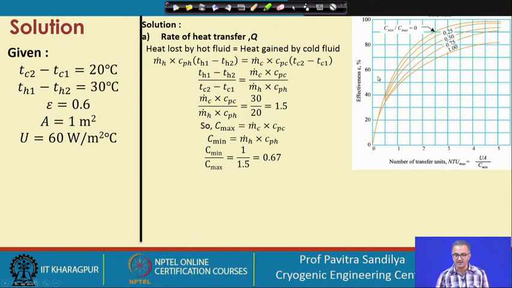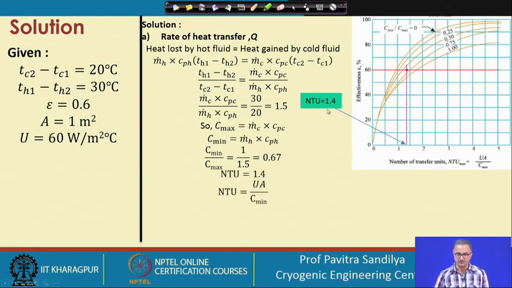We can find easily from this particular graph the effectiveness and this C min by C max. First the effectiveness is 0.6, so we find 0.6 from here, the horizontal line, and C min by C max is 0.67. So, it will be somewhere between 0.5 and 0.75. So, we locate that somewhere here, and now we drop down a line to the x axis to read the value of the NTU max, and that is nothing but UA by C min. So, we read the value of NTU as 1.4.